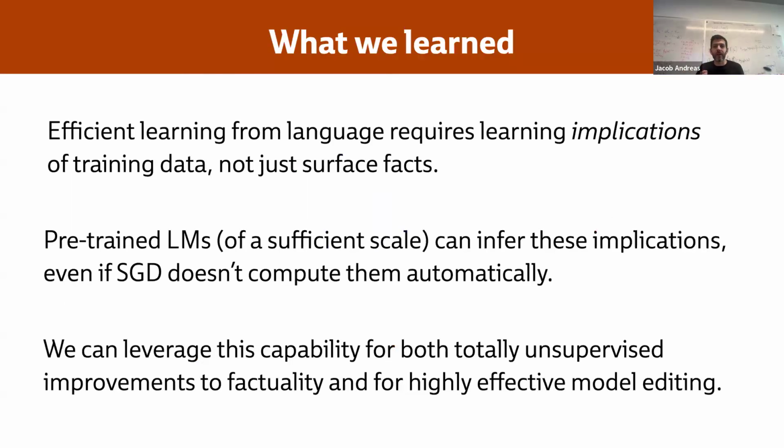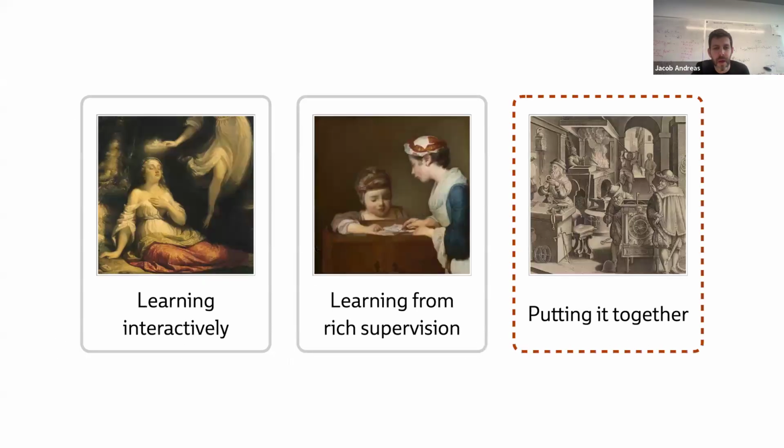Cool. So to summarize this second half of the talk, if we want to learn efficiently from language, that's going to require us to be able to learn the implications of our training data and not just the surface facts. And what's nice is that even not very big models can do a pretty good job of inferring these implications once you put the new facts in context. So even if fine-tuning on a piece of text doesn't immediately give you for free all of the logical implications of that text, models can generate in context all of the stuff that is logically implied. And we can use this, again, both to do model editing and to do unsupervised learning.